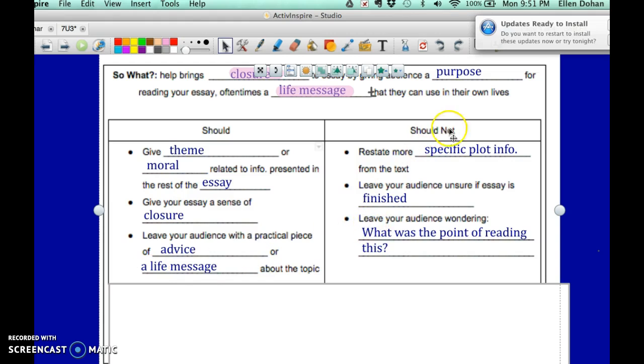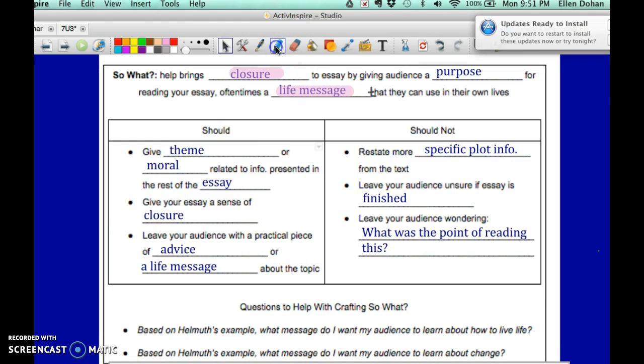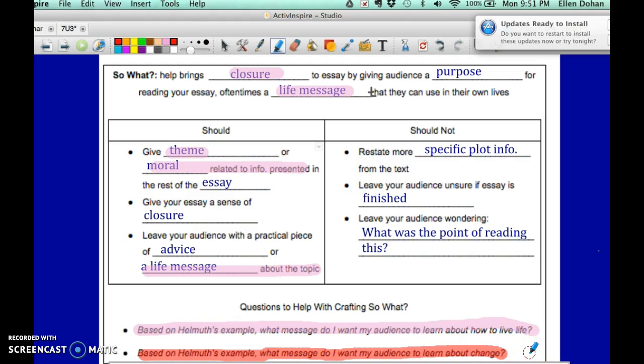In other words, we do not want to leave our audience wondering, what was the point of this? I just learned about this character, but what can I take from this? To help you craft your so what, I've generated some questions. To explain a theme or a moral or give your audience advice about this topic, ask yourself, based on Helmut's example, what message do I want my audience to learn about how to live? Or, more specifically connected to our topic of change, based on Helmut's example, what message do I want my audience to learn about change?